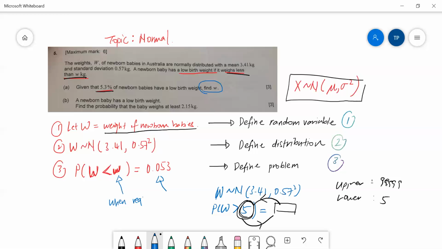So when required to find the limit, which is the bound, the upper bound and lower bound, use inverse norm.